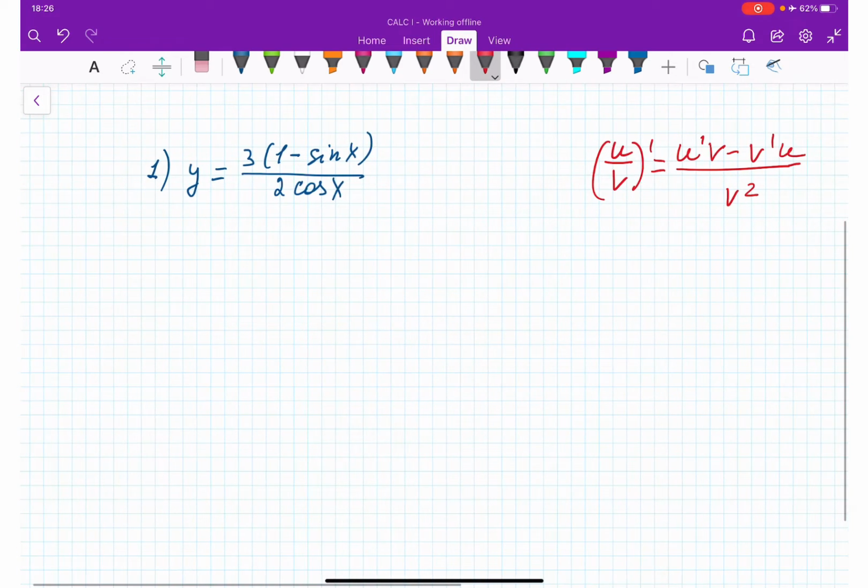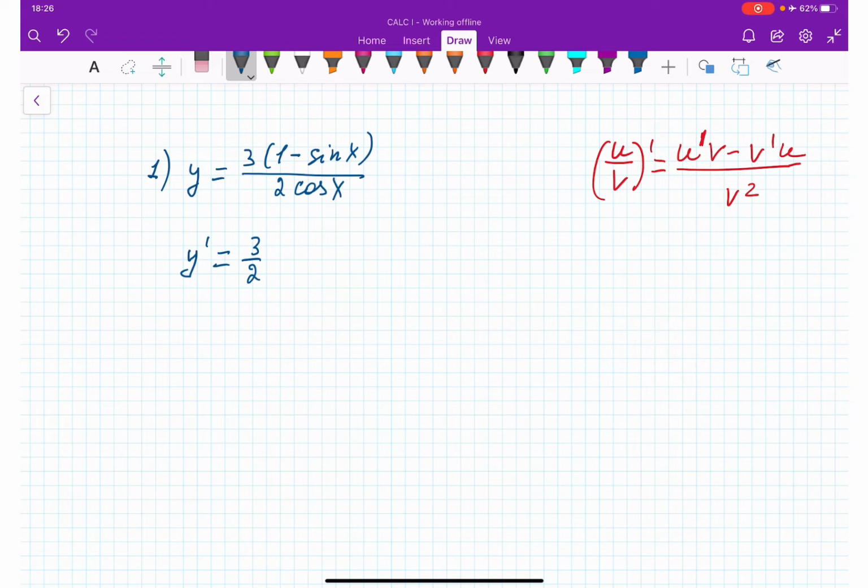Okay? All right. So, before I start taking the derivative, I want to take out the 3 over 2 coefficient, and it's going to be 3 over 2 times ((1 minus sine x) over cosine x) prime. So let's see. This is going to be my u, the 1 minus sine x. This is going to be my v, cosine x is my v.